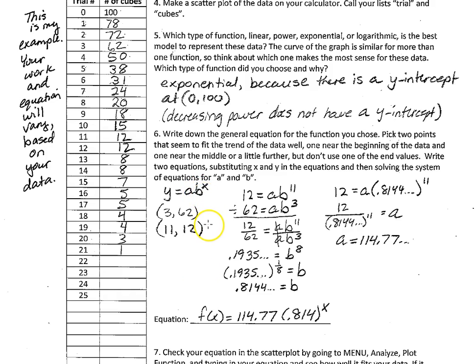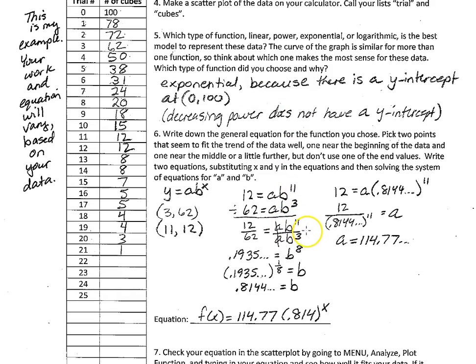Remember that I said it's helpful when you are setting up your system of equations to use the one with the higher x value as the top equation. Now, why did I pick an exponential equation? When you look at the scatter plot, it looks like it could be decreasing power or decreasing exponential. But this one clearly has a y-intercept at (0, 100), where that is your starting number of cubes. So exponential is the only one of the two that has a y-intercept, so that's why I chose exponential.